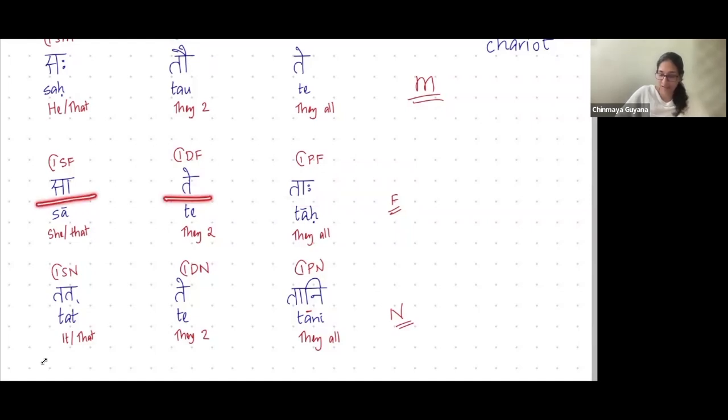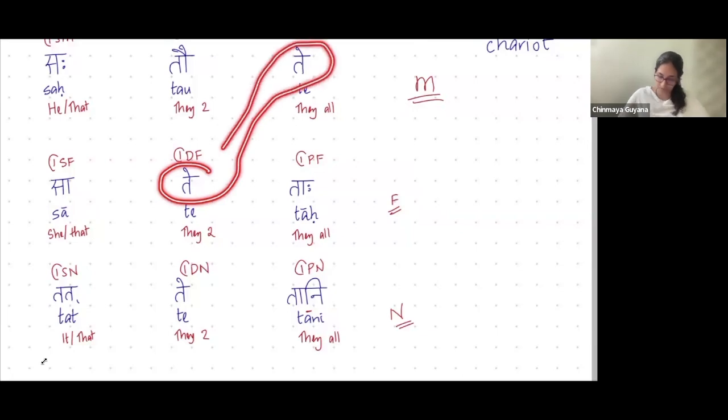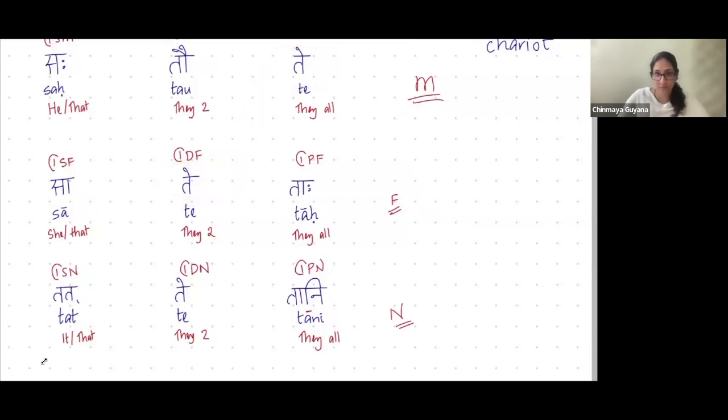Sa, te, taha. She or that, feminine word. Te, two of that. And taha, three or more. You will notice that te comes over here in both places so far. That means it's only by context that you will know the meaning. And then the last line, tat, te, tani. Tat is that.